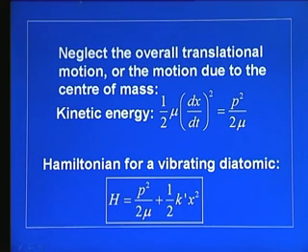The answer is that when you neglect the overall translational motion, or the motion due to what is called the center of mass, the kinetic energy is no longer a sum of two terms, but it is given by a reduced mass mu and the velocity dx by dt. Let us write that down.